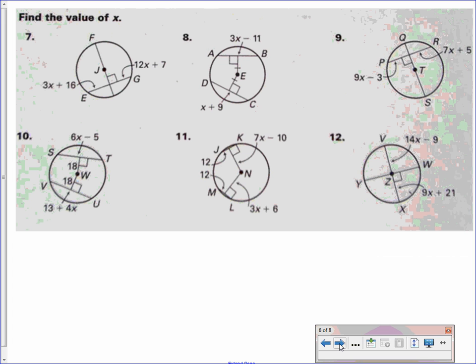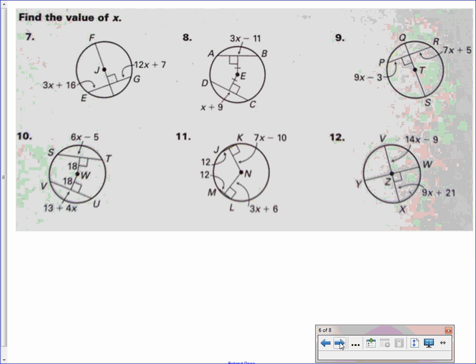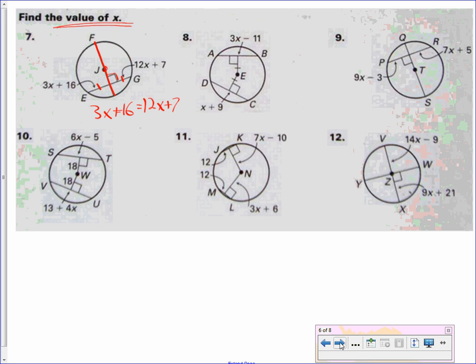All right, for this page, same idea, same thought process. On the previous page, we were basically just given numbers and asked to find it. Now we're given expressions, so we're setting those things up. If we look at question number 7, again, we have a diameter. It's perpendicular to a chord. That chord is getting cut in half. So 3x plus 16 equals 12x plus 7. The question is solve for x. So there's your equation to do that.